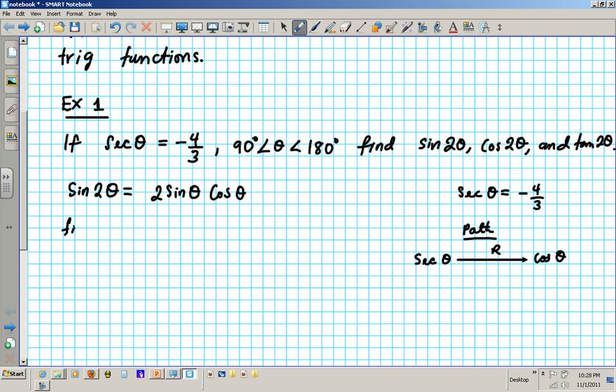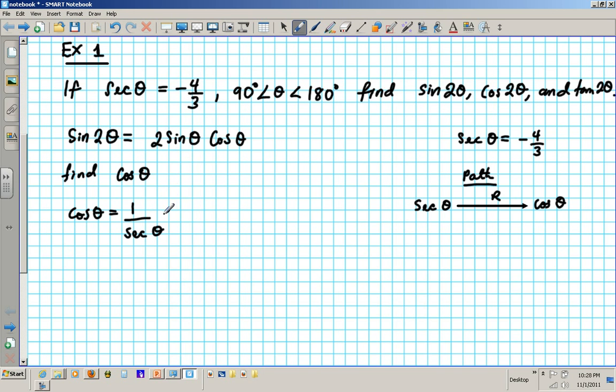So let's find cosine theta. How do we find cosine theta? We're going to use the reciprocal identity as highlighted here. Cosine theta equals 1 over secant theta. So whatever secant is, you can just reciprocate it, and that will give you what cosine is. So cosine theta is simply negative 3 over 4. You can do it the long way by writing 1 over this, and then you do a complex fraction simplification and get negative 3 over 4. So that's the value of cosine theta.